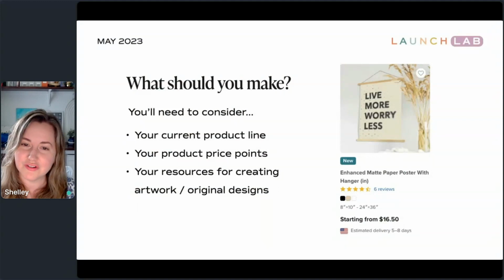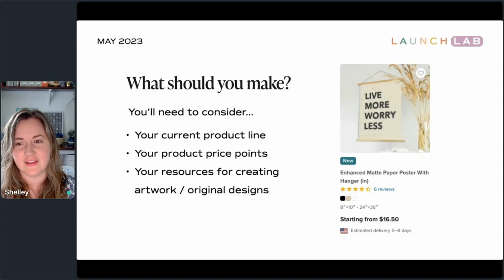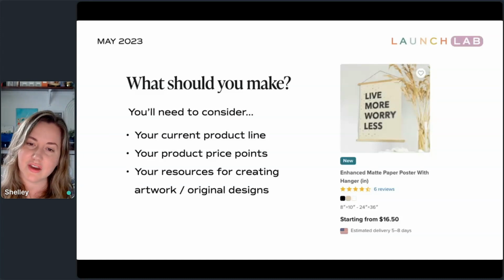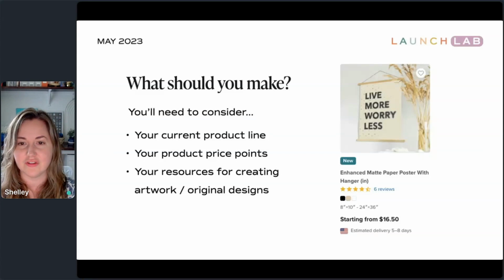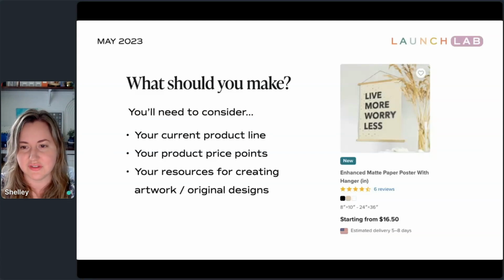And then this is really important, the last point here: you need to consider your resources for creating artwork or original designs. This is something that a lot of business owners can do themselves, particularly art-based, illustrator, or design-based business owners. Then this may be really easy to test out, especially with your actual artwork. But if you may have to hire someone to create an original design, then that's something to consider, whether or not you have the capacity or resources to do it yourself.